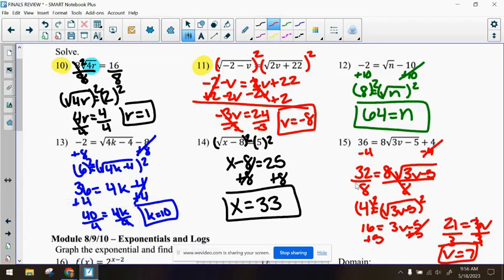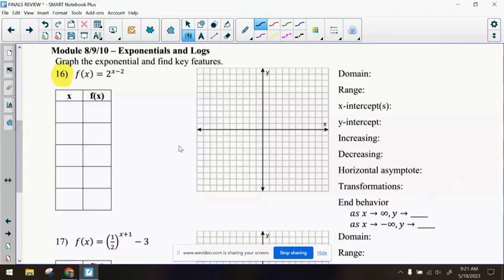At this point, hopefully you're done with Module 6-7 and you can continue on in Module 8, 9, 10. Now we're moving on into the exponentials and logs unit for Module 8, 9, 10. We're starting off by graphing exponential growth or decay functions.